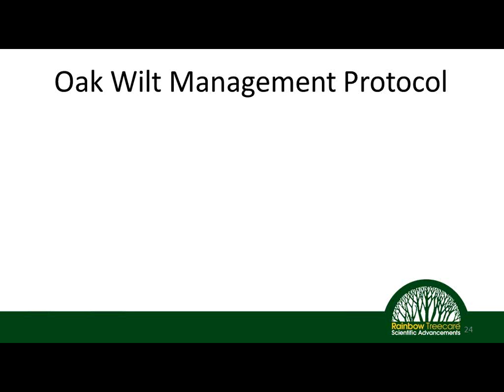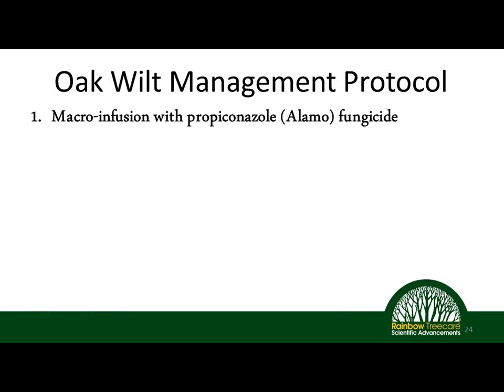Oak wilt management protocol. There are 5 key aspects to managing oak wilt, and it's important that we do the management protocol in the order of the steps that we've outlined here. So assuming that we've diagnosed and we know oak wilt is in the area, the first thing is we're going to look at, are there any high-value trees that we need to prioritize that should be preserved and treated with macro-infusion of Alamo, which is a fungicide with the active ingredient propiconazole.